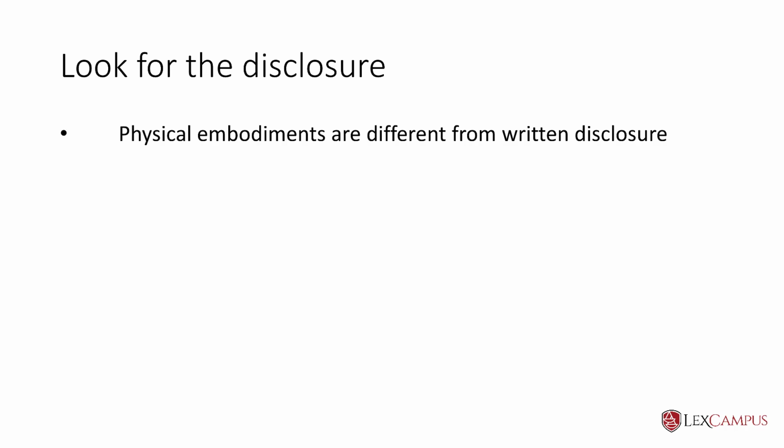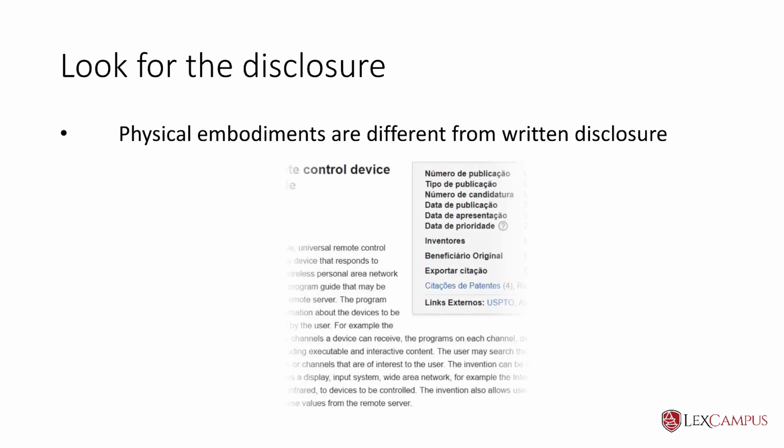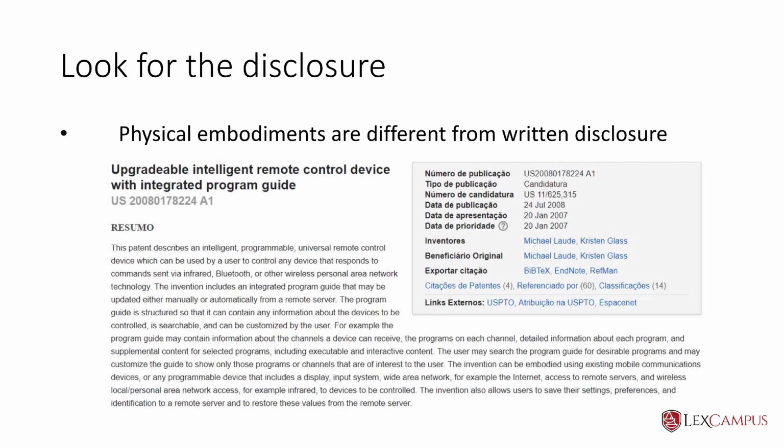A disclosure, you have to bear in mind, is a written disclosure which is different from the physical embodiment of the invention itself. For instance, this is how a remote control device looks like. There is an interface, there are some buttons, and typically it's in a standard form. This could be understood as a physical embodiment, or how it will look if it is in its physical state. Whereas when the same invention is described in a written form, it is described as a disclosure.